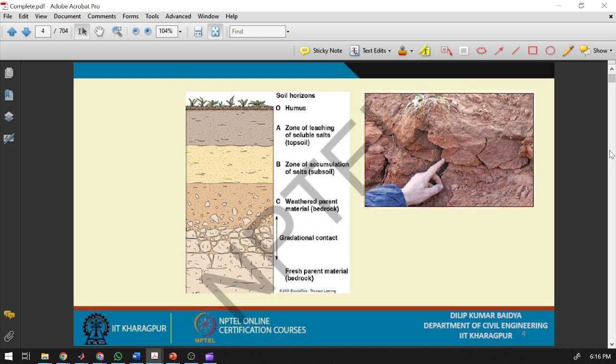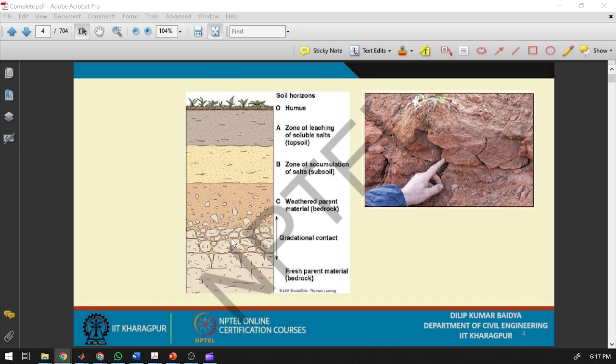So if we see the profile of the soil, we have fresh parent material or bedrock, which disintegrates due to the activity of various agents: chemical reactions, physical agents, chemical agents, environmental agents. Due to that, it disintegrates and forms soil over millions and millions of years. So there is a gradational contact in which the bedrock material is finally converting into weathered parent material.